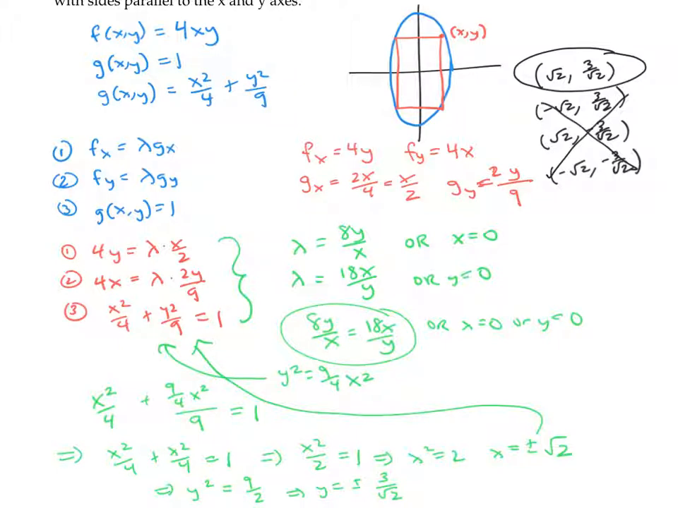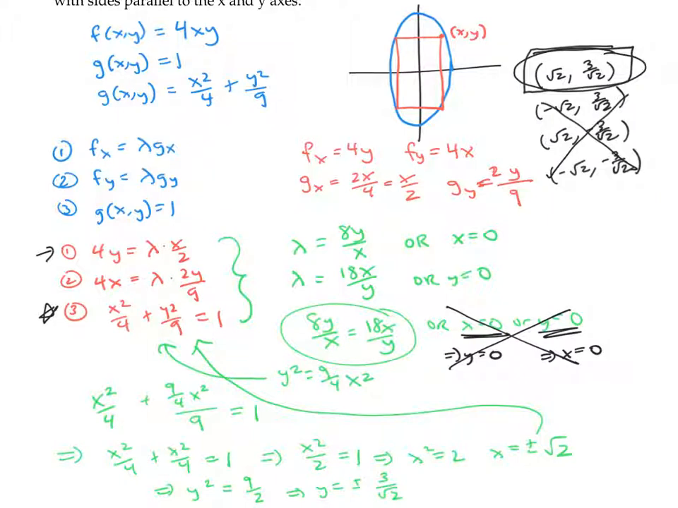Now we sort of ignored this extra special case where x is 0 or y is 0. So let's make sure we consider that possibility. Notice that if x is 0, then looking at the first equation, y also has to be 0. And similarly, if y is 0, then looking at the second equation, we know that x is 0. But we can't have both x and y be 0 because that violates the third equation. So in fact, this is not a possibility. And the square root of 2, 3 over the square root of 2, is our only candidate point for the maximum area.